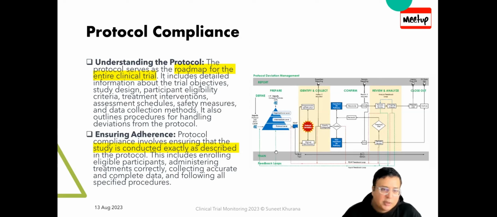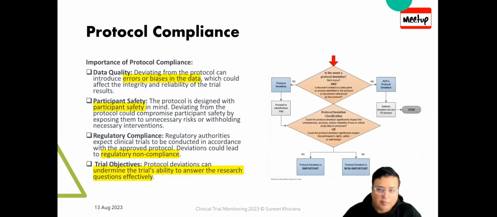So it involves studies conducted exactly as described. This includes enrolling eligible participants, administering treatments correctly, collecting accurate and complete data, and following all specific procedures.